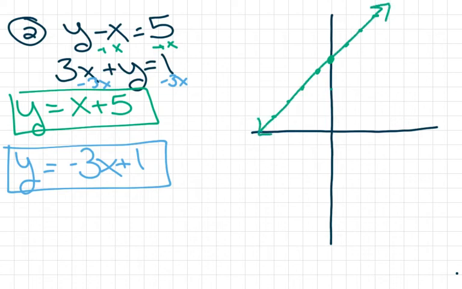Okay, graphing the second one. On this one, we have a y-intercept of 1. And I have a slope of -3, so I'm going down 3, 1, 2, 3 over 1, down 3 over 1. I can build backwards, up 3 over 1, and there I can see where I've hit each other.